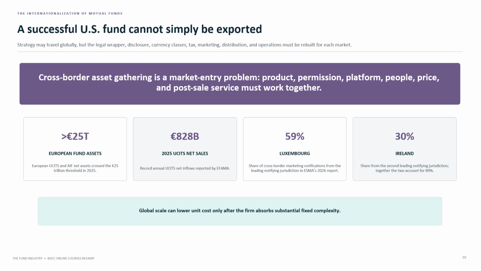A strong U.S. track record may earn the first meeting. It does not automatically earn shelf space, local advisor trust, or investor assets. The sponsor still has to solve product, permission, platform, people, price, and post-sale service. Global scale can reduce unit cost only after the firm absorbs substantial fixed complexity. In other words, copy, paste, and translate is not a market entry strategy. It is how a very expensive project acquires its first three files.